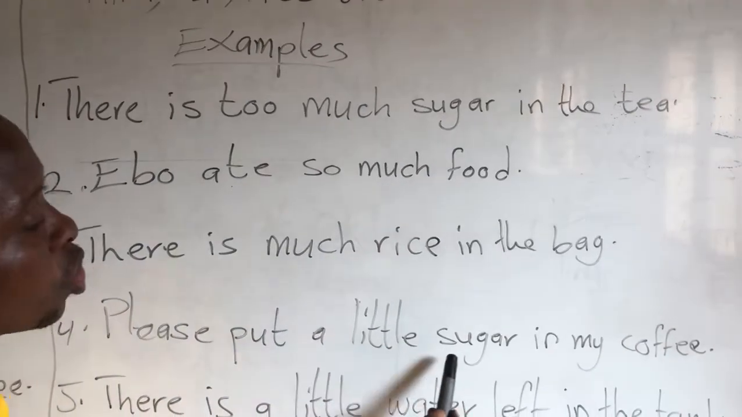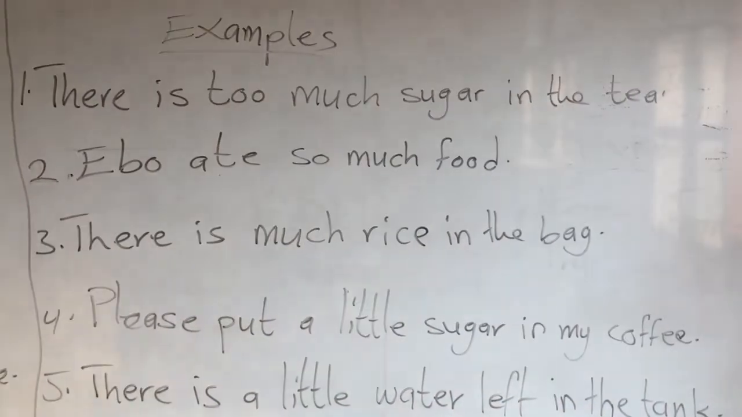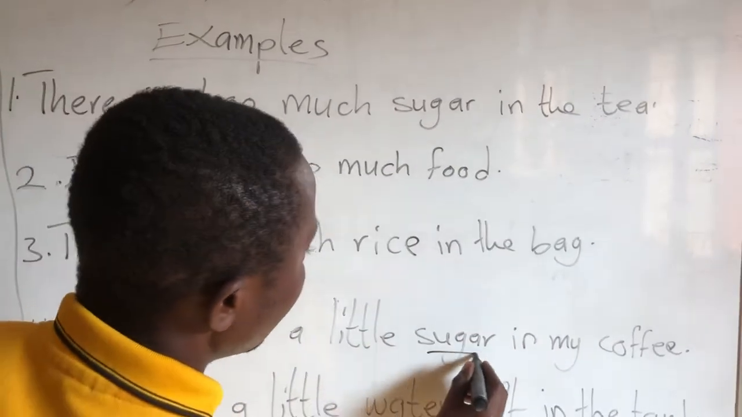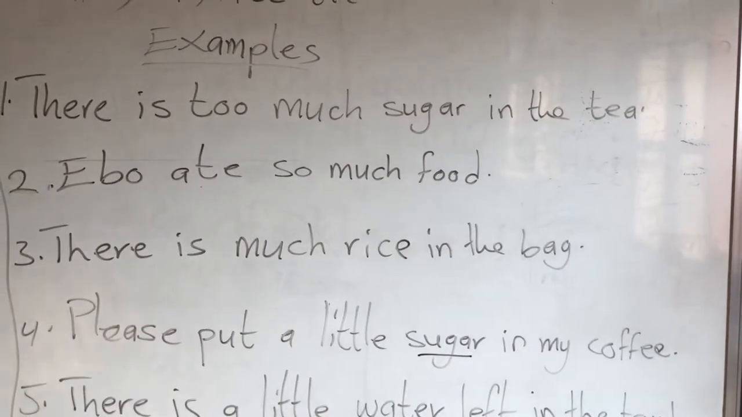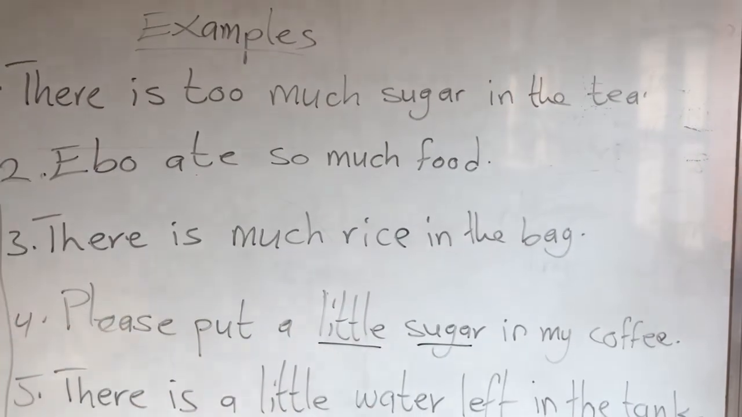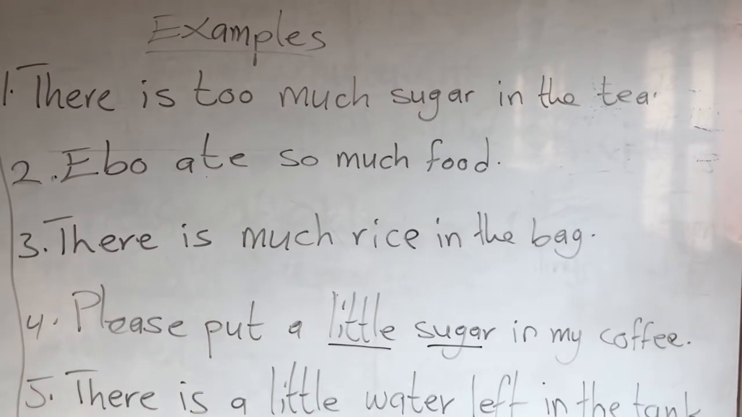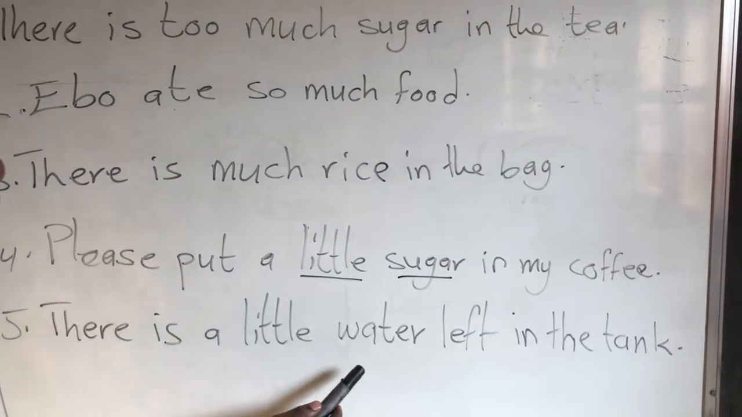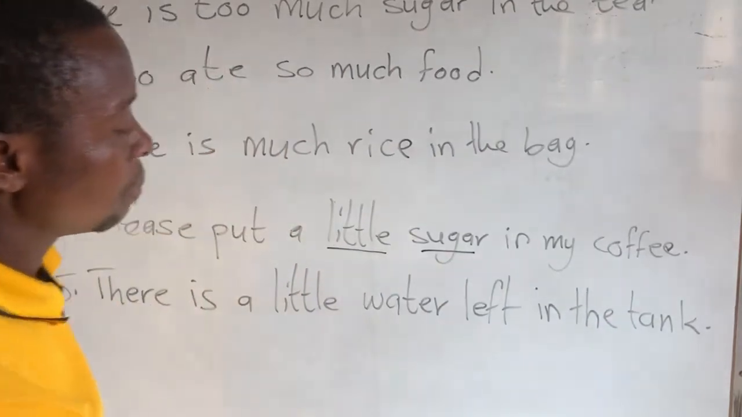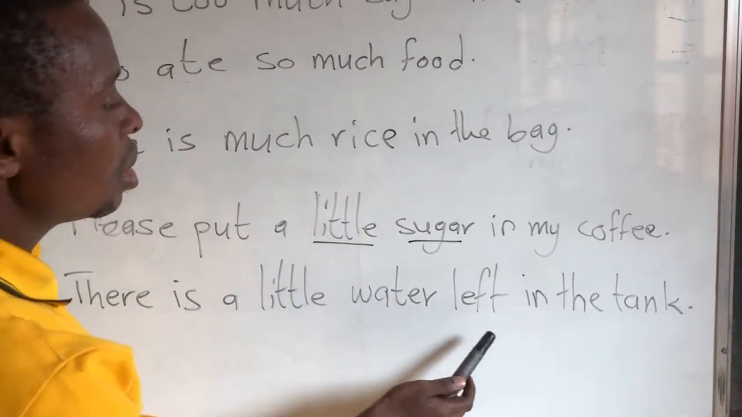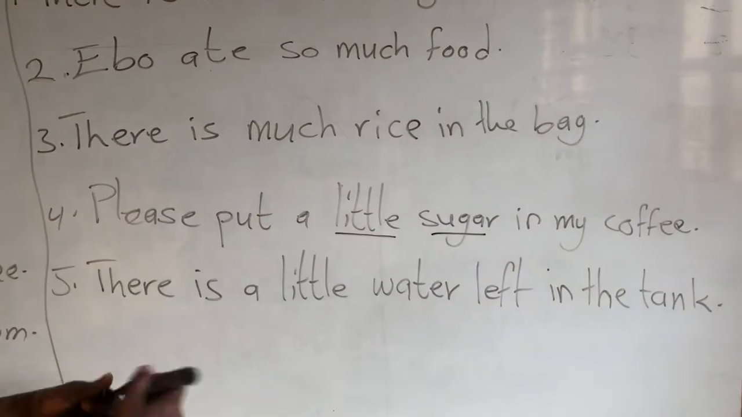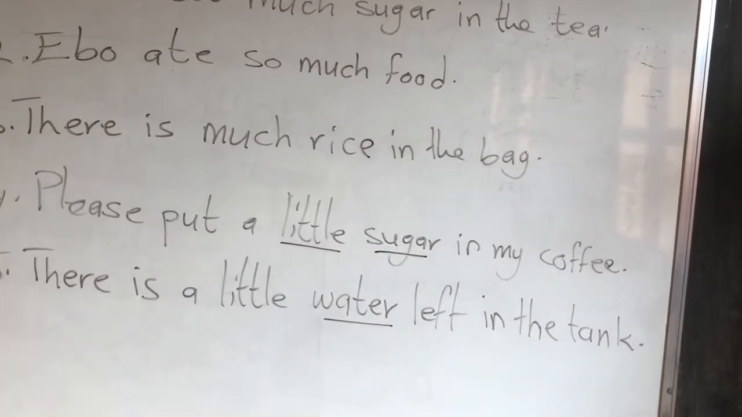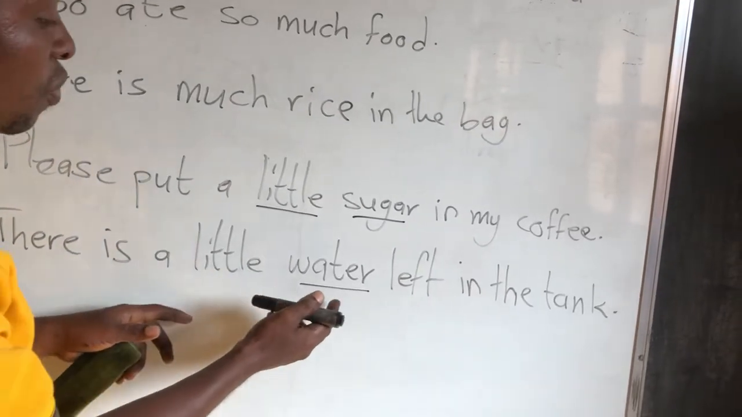Please put a little sugar in my coffee. Look at sugar. Uncountable, so we use little for it. And the last example is, there is a little water left in the tank. Now, let's look at the water. Can we count water? No. So we use little for water.